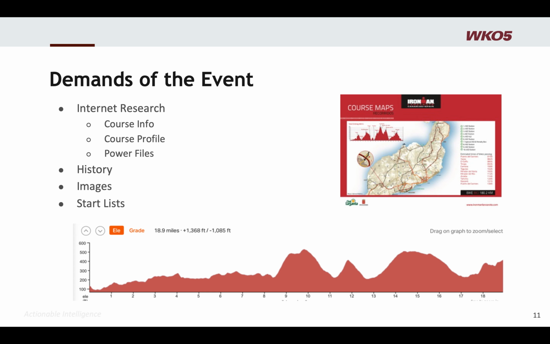I would also look at start lists. Go back to the competitive demand, right? Who are you racing? Who typically races at this? Look at last year's start list. Look at last year's data. That will give you some really good insight into the demands of the event.